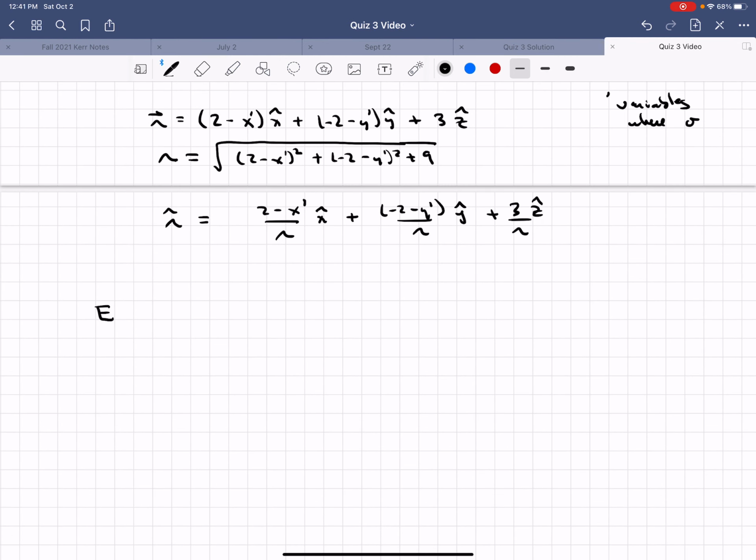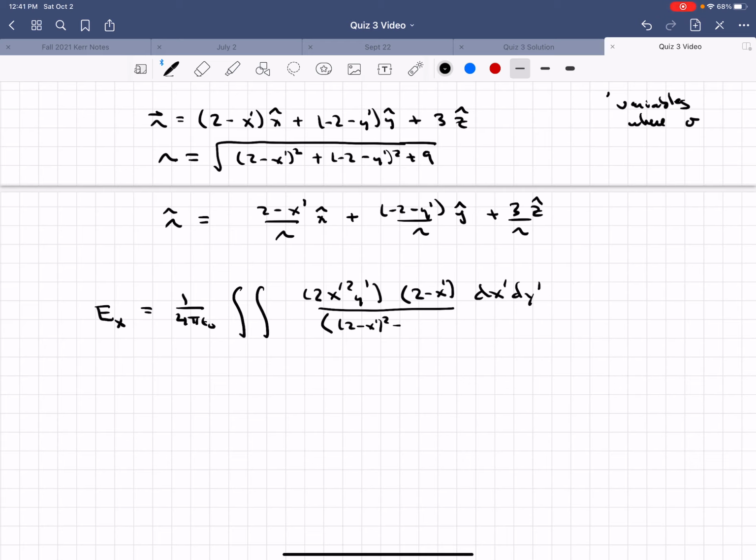So the x component of the electric field will be 1 over 4 pi epsilon naught times the integral of dq, and dq was 2x prime squared y prime times dA, which was dx prime dy prime. And in order to get the x component, I need to have a 2 minus x prime. And all that is going to be divided by (2 minus x prime) squared plus (-2 minus y prime) squared plus 9 to the 3/2 power.